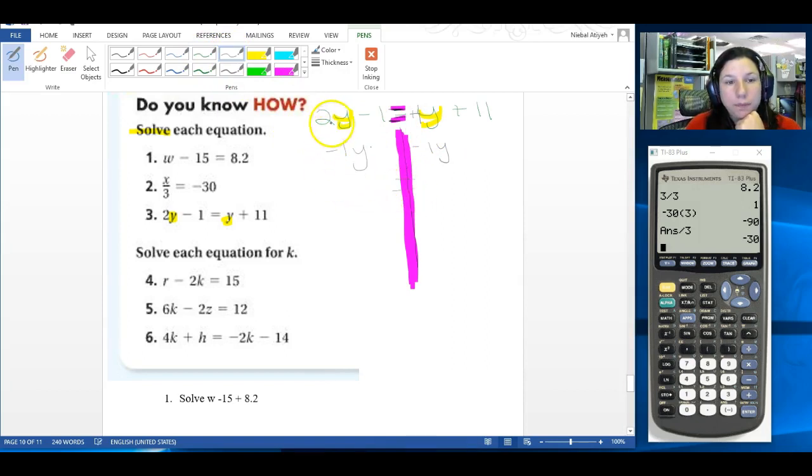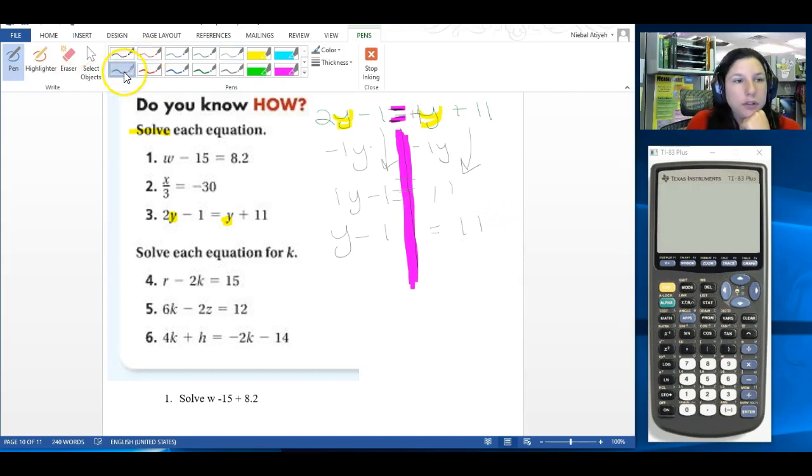it's still equal. So what's 2y minus 1y? I get 1y minus 1 equals 11. The other terms, I just bring them down. And then I have y minus 1 equals 11. Let's change the color.